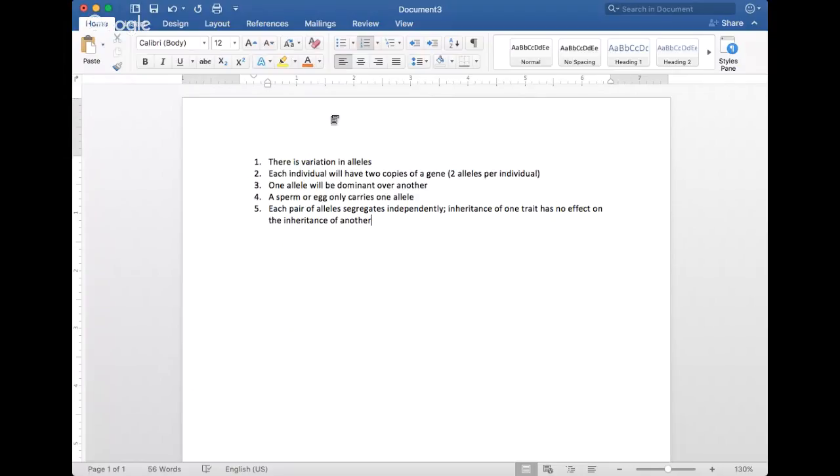So all 5 of these are the 5 hypotheses. The law of segregation that we have in the slides separates out into these 2 different ideas, which is that a parent only gives 1 copy, and that whatever alleles you're inheriting, they get inherited independently of each other.